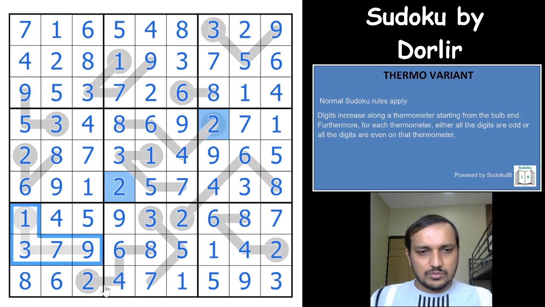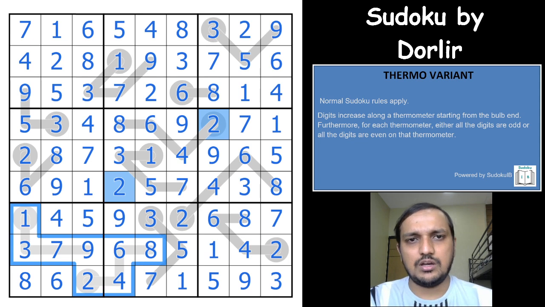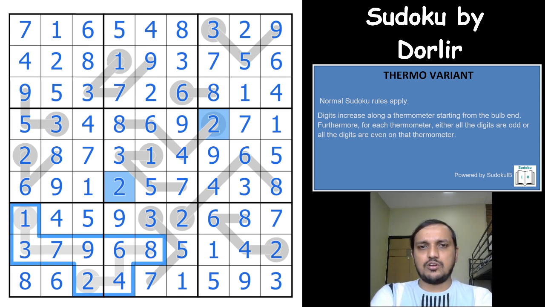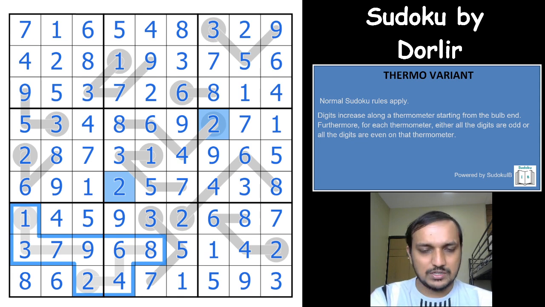The intended solve was something like this. You get 1 as an even parity and directly then you could solve this Sudoku. Amazing Sudoku by Dorlir. Really nice one. This was the second Sudoku that we have solved from this author, and we really enjoyed solving the previous one as well. It was a classic Sudoku, if I remember. I don't remember now, but it was just a few days ago.